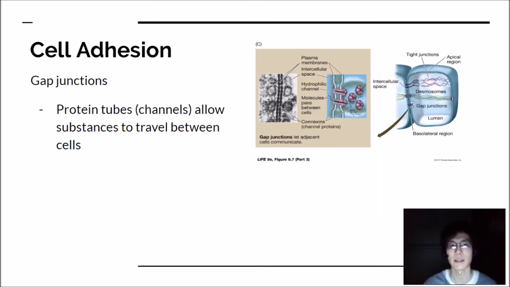And last but not least, we have this thing called gap junctions, which are just like protein tubes or channels between the 2 cells, and they allow substances to travel through. So they let these adjacent cells communicate very quickly via these protein tubes. So those are the 3 types of adhesive properties that connect different cells together that we mentioned. So perhaps something to just keep in mind.